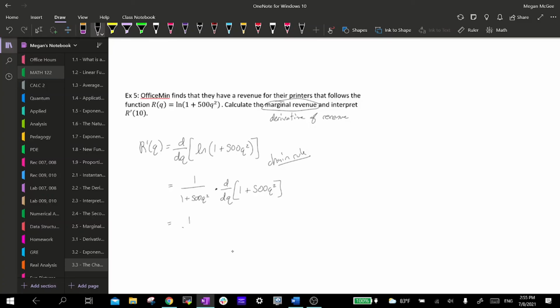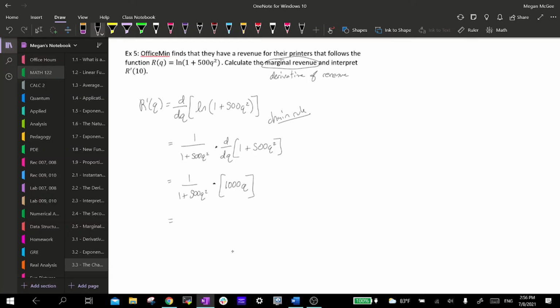Okay, so we have 1 over 1 plus 500 Q squared times, well, the derivative of 1 is 0, and the derivative of 500 Q squared, well, we need to bring the 2 down, so we'd have 2 times 500, so we have 1,000 Q. Alright, so we end up with 1,000 Q over 1 plus 500 Q squared, and this is our marginal revenue.